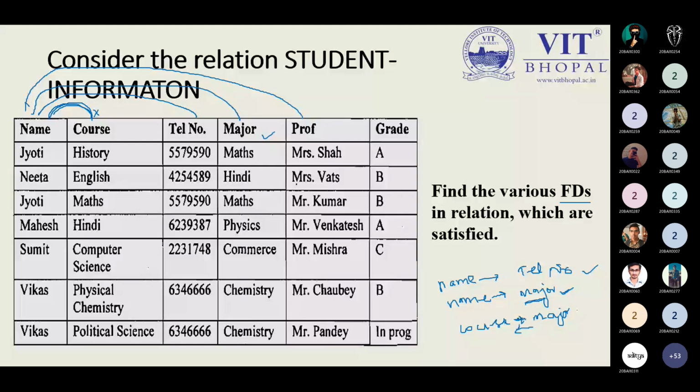Sir, history is the course and the major is math, so how can it be dependent? That is a great point you're observing. Because for the course we have history and for the major we have maths. We are talking about this relation only. So no relationship will be persisting over here. That is a point we have to understand. So the student just pointed out a good point.